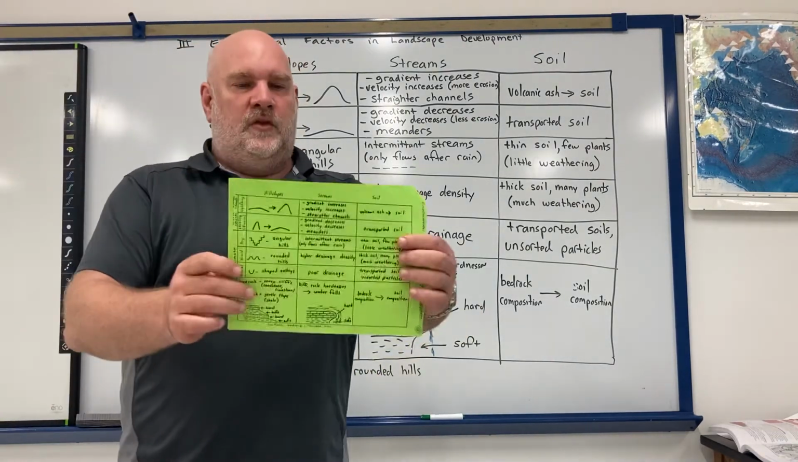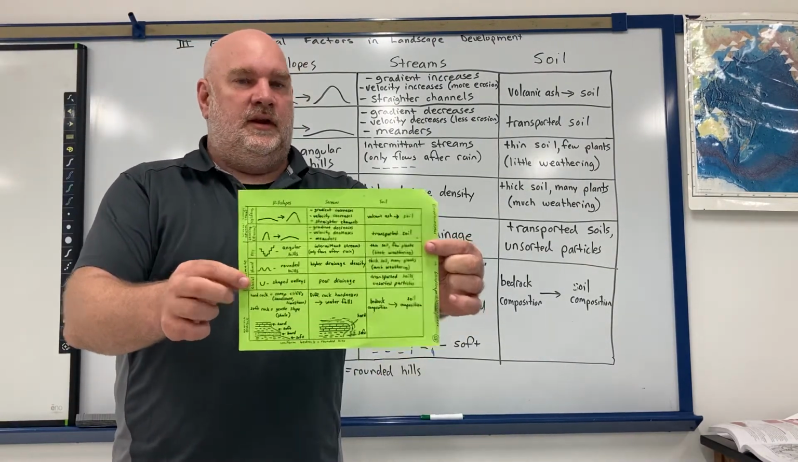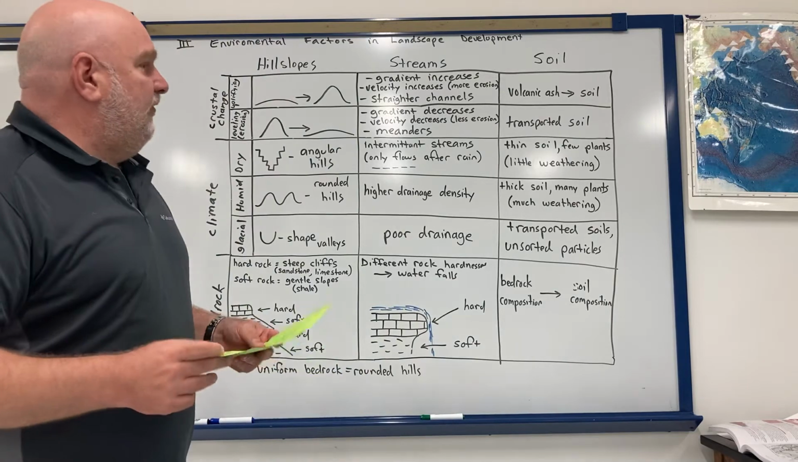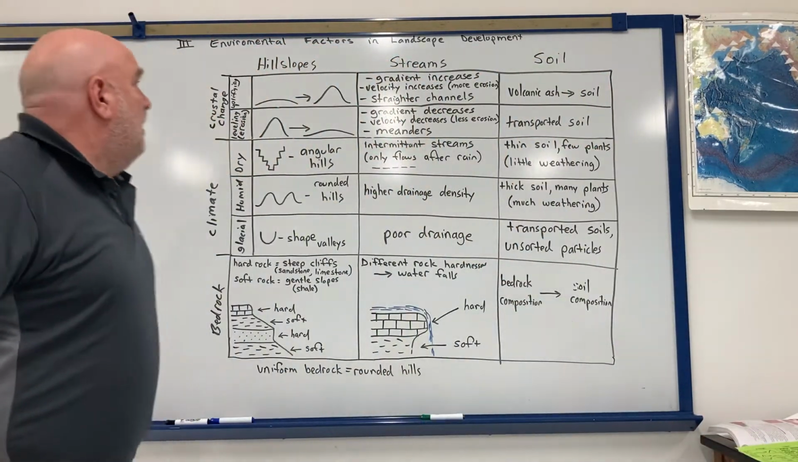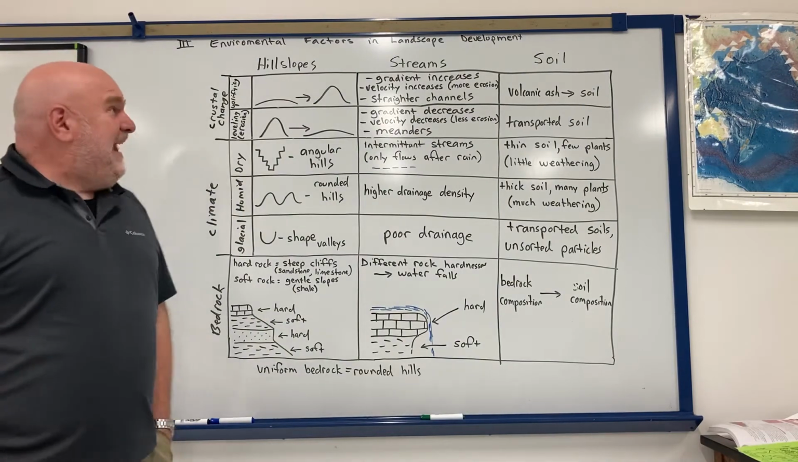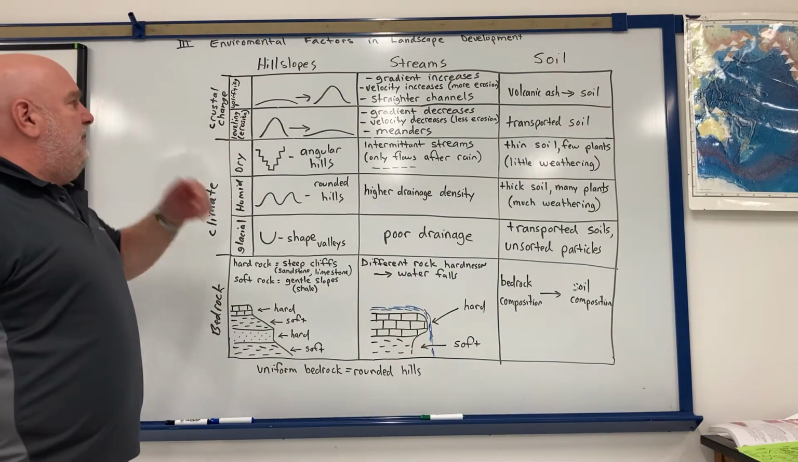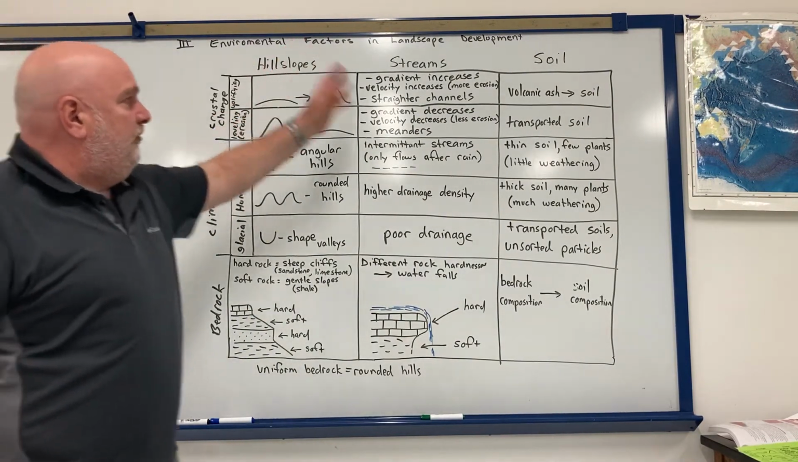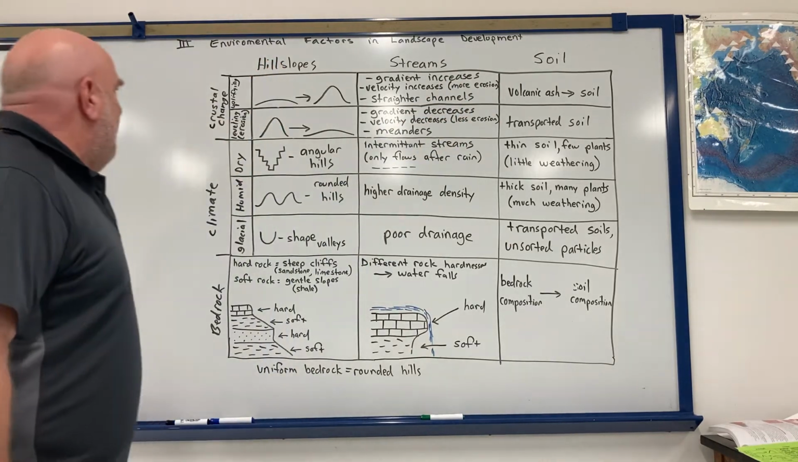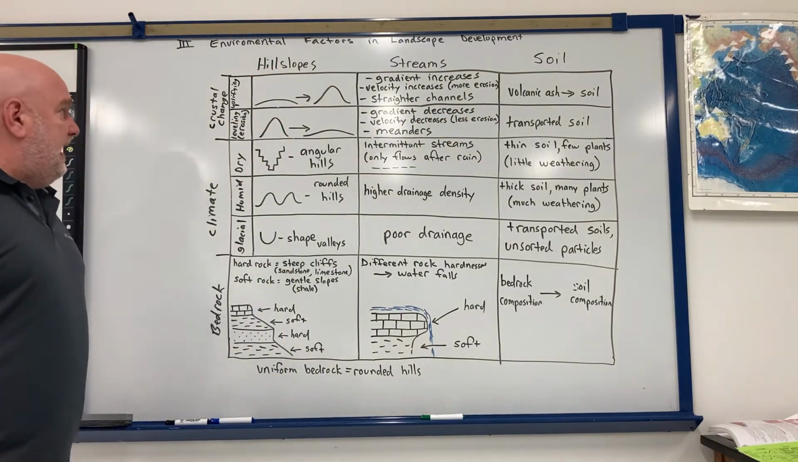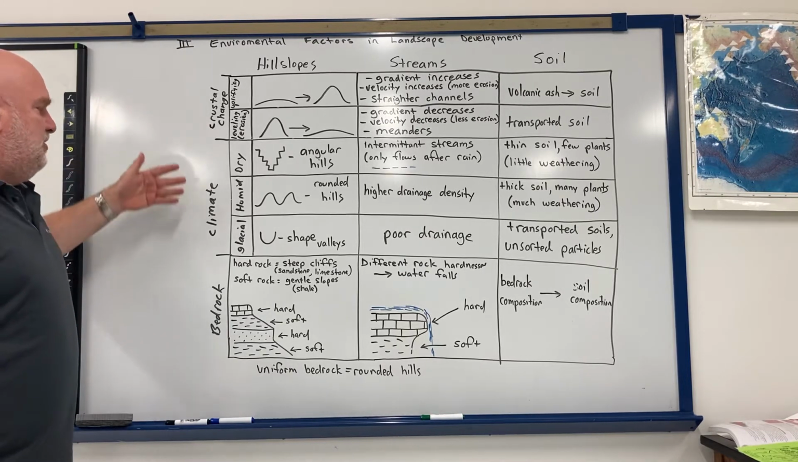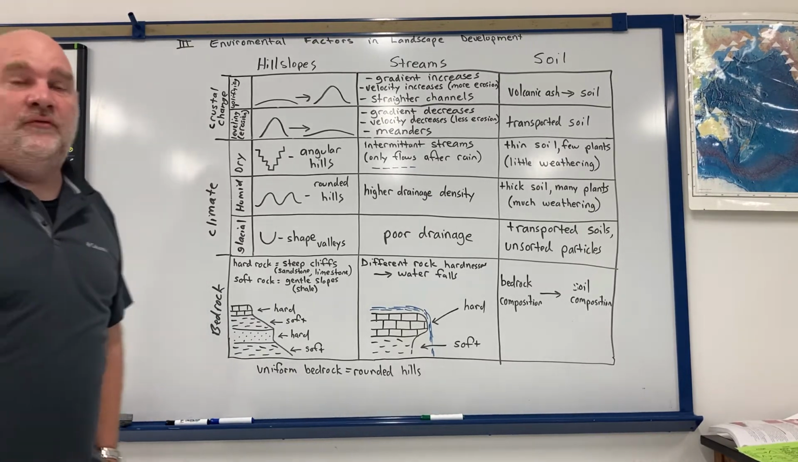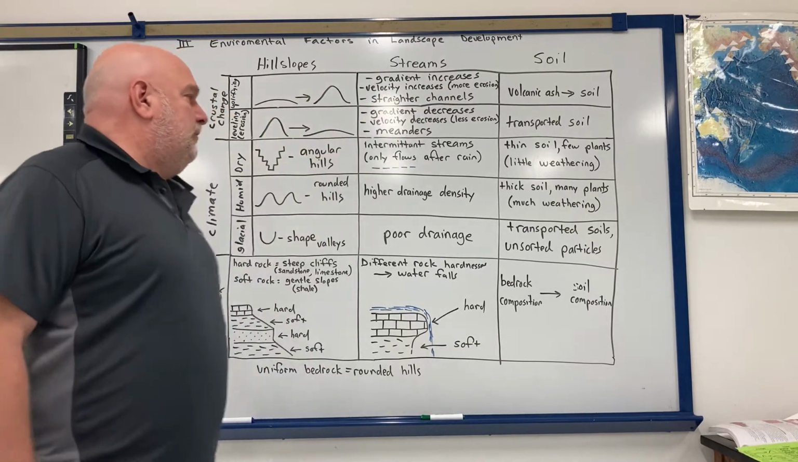Right, so today we're looking at environmental factors in landscape development. Last time we said that you can describe the land by the hill slopes, streams, and the soil basically. What we're going to look at are some things that affect that: crustal change, climate, and bedrock, and how those things affect those descriptions.